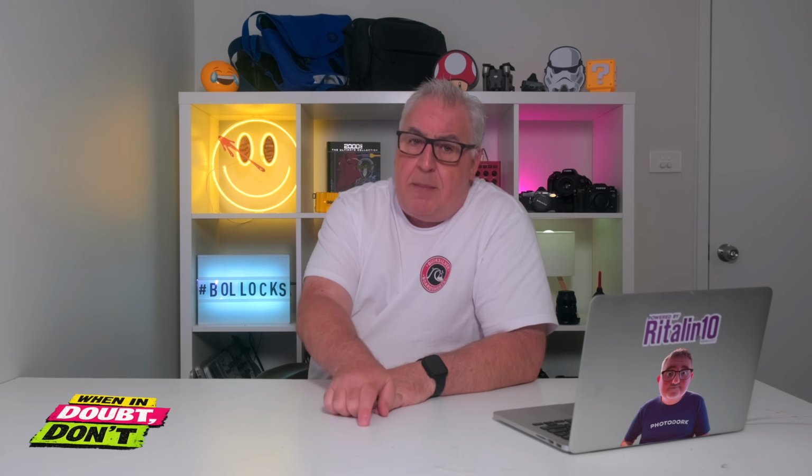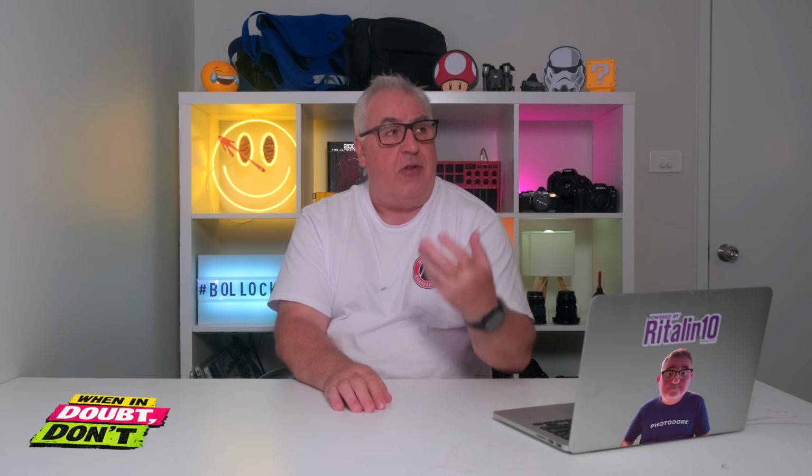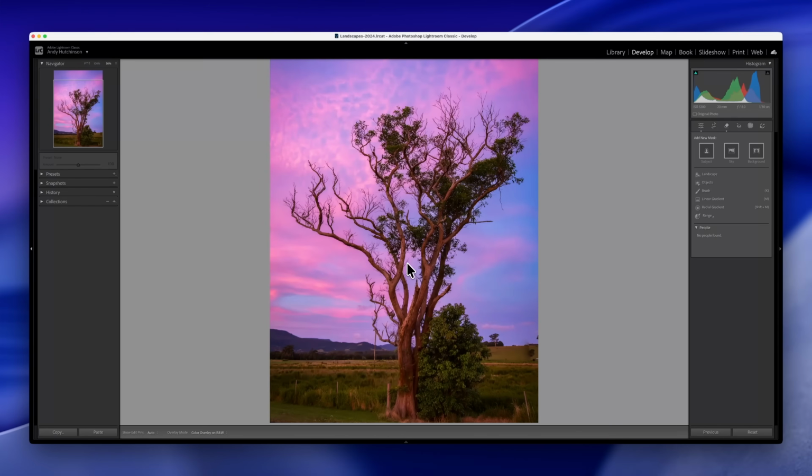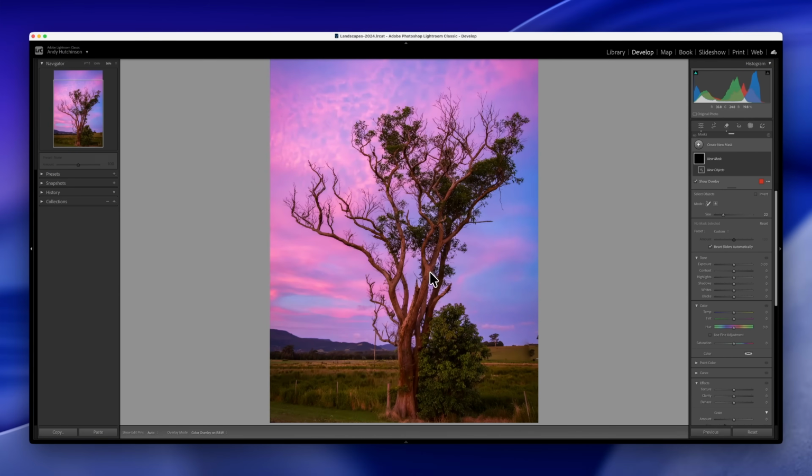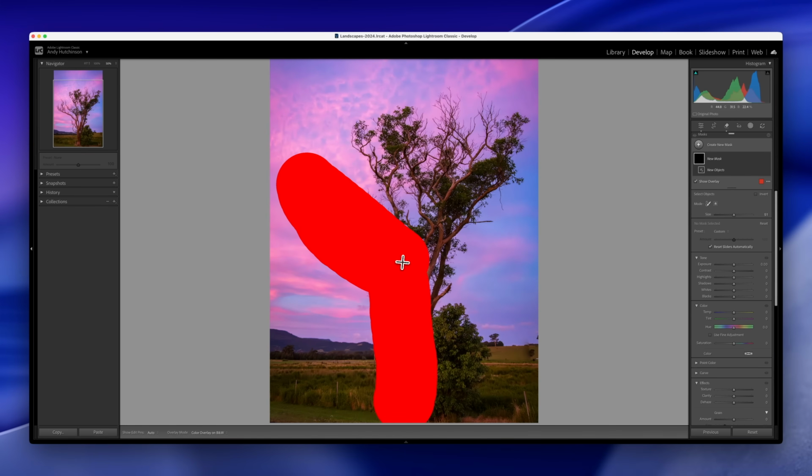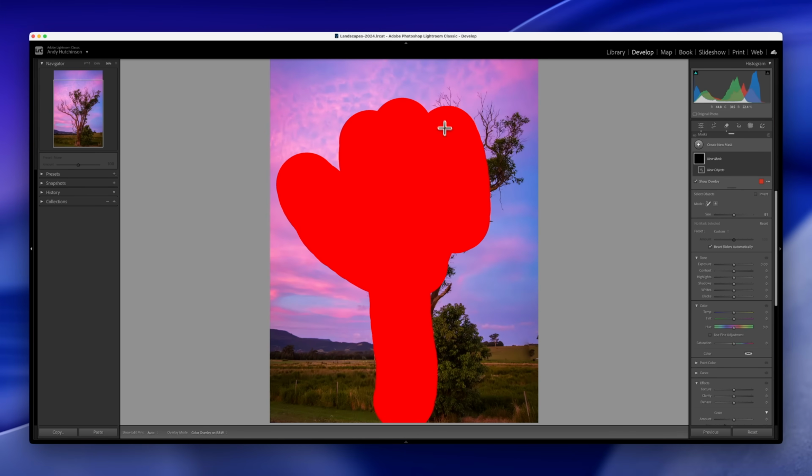So firstly, zoom in and look closely. If you're masking a strong boundary region, such as tree branches against the sky, then any masked areas that fall outside the desired boundaries will be super obvious once you apply your adjustments.